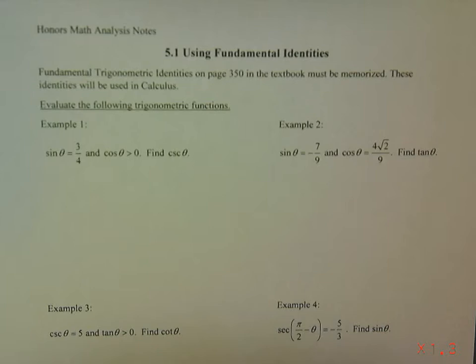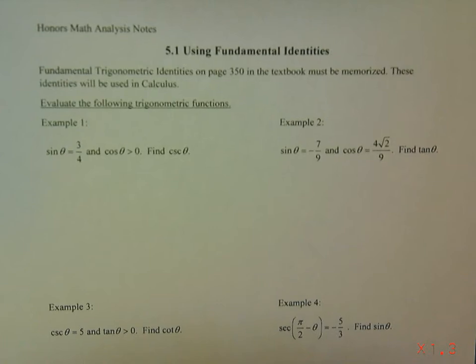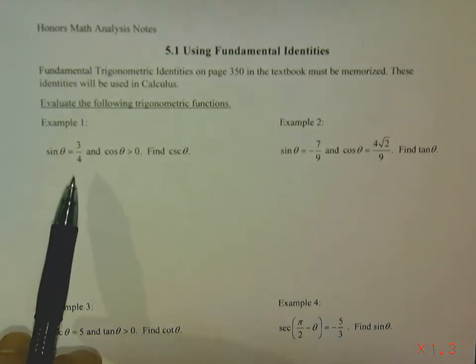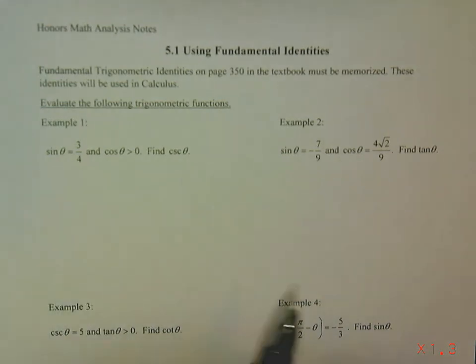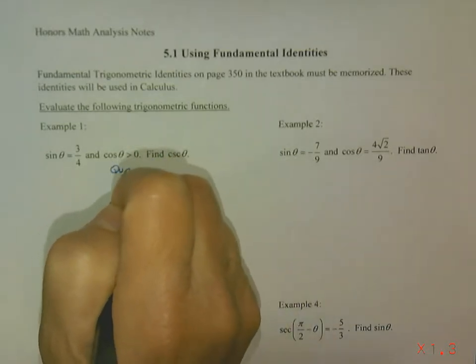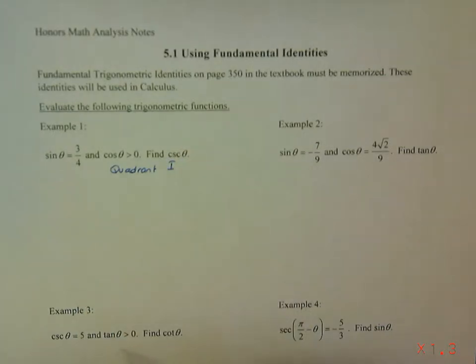So my first example, I'm given that the sine of theta is equal to 3 over 4. So that means my opposite side is 3 and my hypotenuse is 4. And it also says that cosine is positive. Sine is positive in the first and second quadrant. Cosine is positive in the first and fourth quadrant. So I know that this function has to be in quadrant 1. So I'm going to write that down. And that's just a little check for me later on.